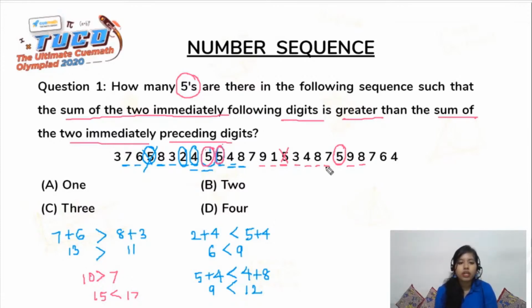So now, counting all the 3 5s, we have option C, which says that we have 3 such 5s for which the sum of the preceding digits is lesser than the sum of the following digits. I hope this question was clear to all of you. Yes, so with this, we are going to go ahead with the next question.